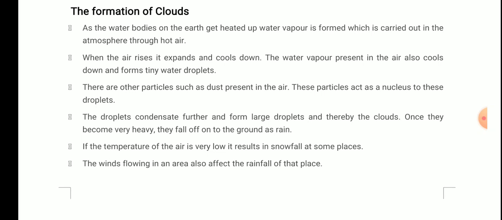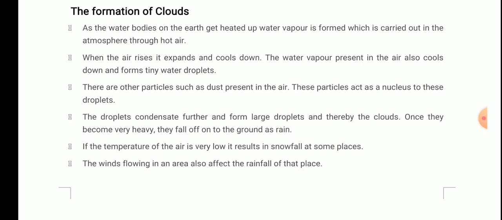When the air rises, it expands and cools down. The water vapor present in the air also cools down and forms tiny water droplets. Do you know why it is getting cooled down? Because at certain height the temperature keeps on decreasing, and as the temperature keeps on decreasing, the condensation process takes place. What is condensation? Condensation is the conversion of gases to liquid. So the condensation process takes place.